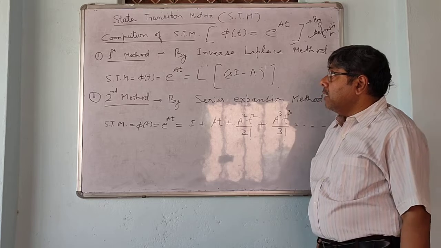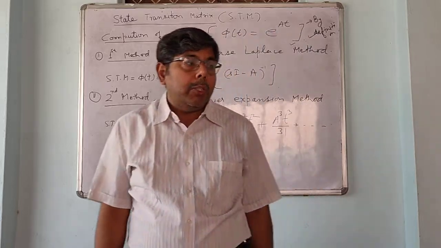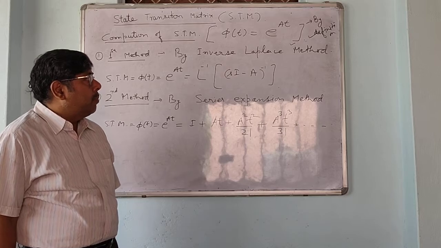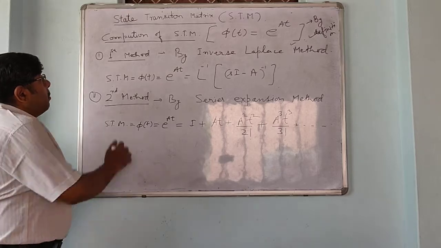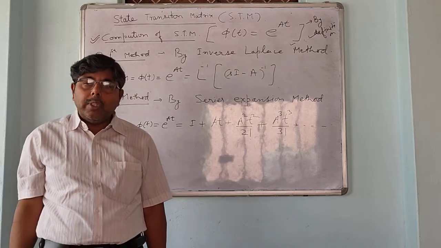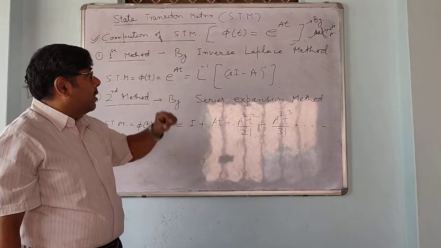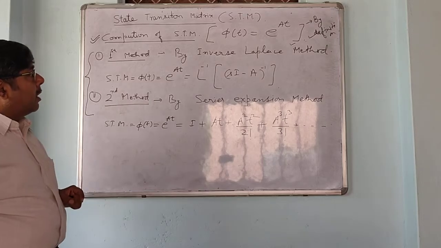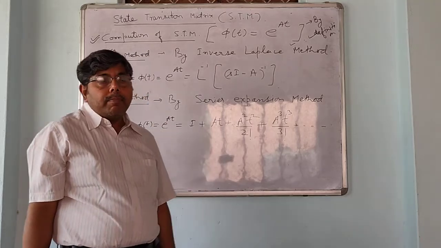This is called state transition matrix because we can calculate other states by using this matrix if initial states are known. So that's why it is called state transition matrix. Now, for computation of the state transition matrix, we can use several methods. There are many methods, but two methods are very important and very simple. First method is by inverse Laplace method.